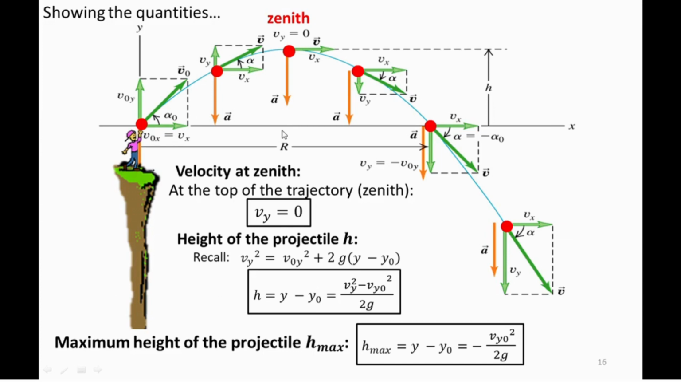Now, while the projectile is going upwards, the y component of the velocity decreases because of the negative acceleration.